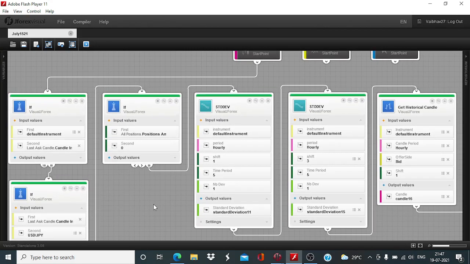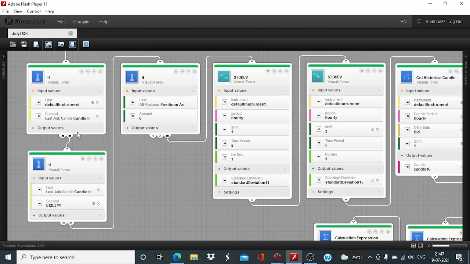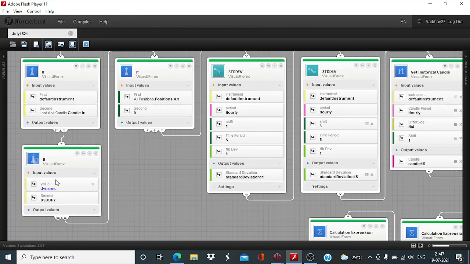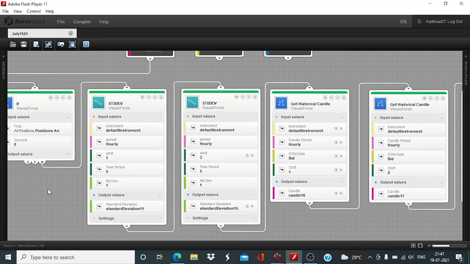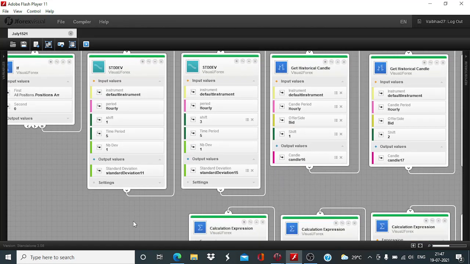In the prior session, I had completed the setup this far where the instrument subscription has been carried out. This time around, we are working with the USD JPY as our default instrument, which is being matched with the candle instrument. Afterwards, this position amount was defined. It is set at 0.